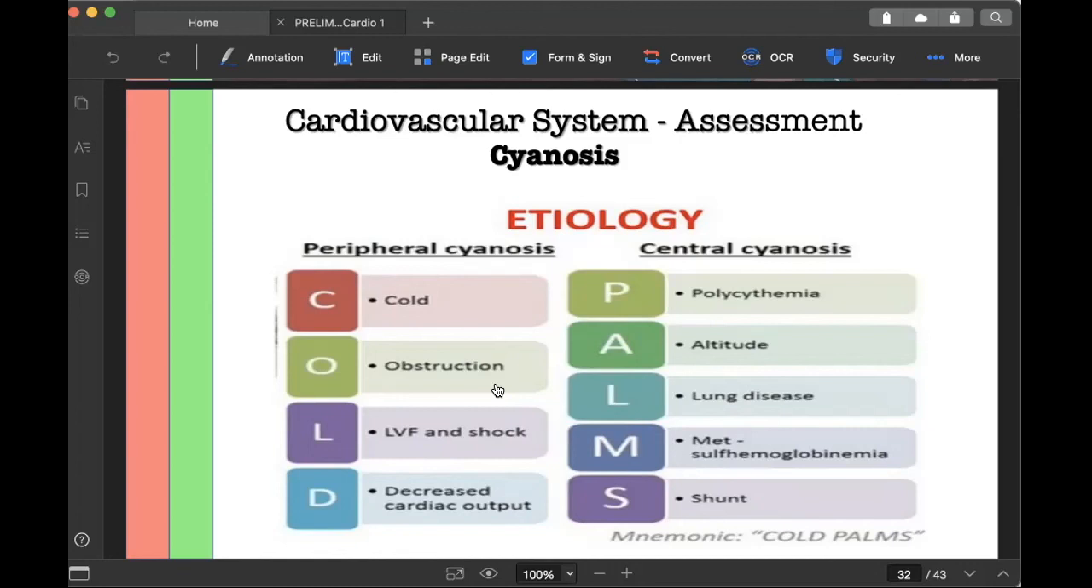You also have your left ventricular failure. It usually occurs if there is a dysfunction of the left ventricle, which causes insufficient delivery of blood to the vital organs. Also have shock and of course decreased cardiac output. So that is the mnemonics for your peripheral cyanosis. Now let's move on to your central cyanosis.